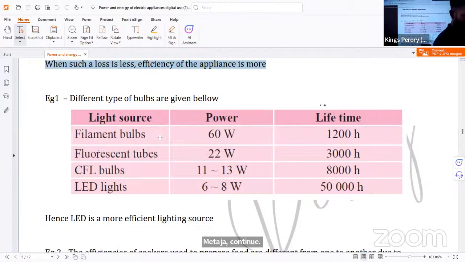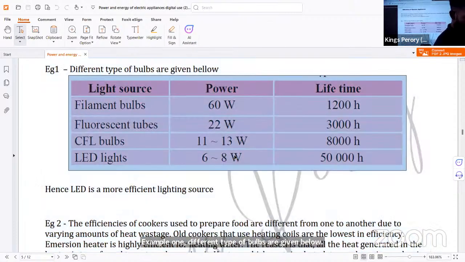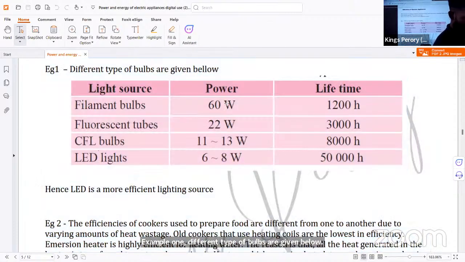Example 1: different types of bulbs are given below. Filament bulbs: power 60 watts, lifetime 1200 hours. Fluorescent tubes: 22 watts, 3000 hours. CFL bulbs: 11 to 13 watts, 8000 hours. LED lights: 6 to 8 watts, 50,000 hours.